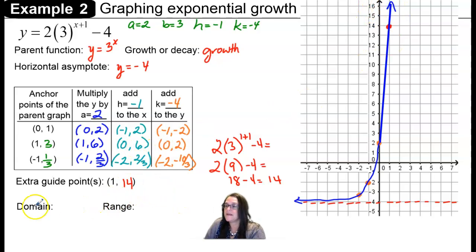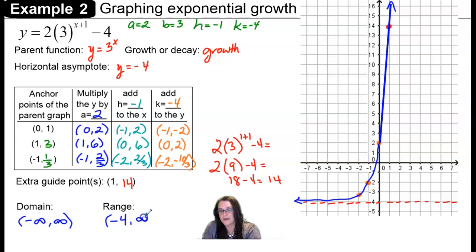So the domain of this function, the domain of all exponential functions, is all real numbers, so negative infinity to positive infinity. And then the range, our horizontal asymptote is here at -4, and we're going up from there. There's been no reflection in the x-axis, so starting at -4 and then heading up to positive infinity.